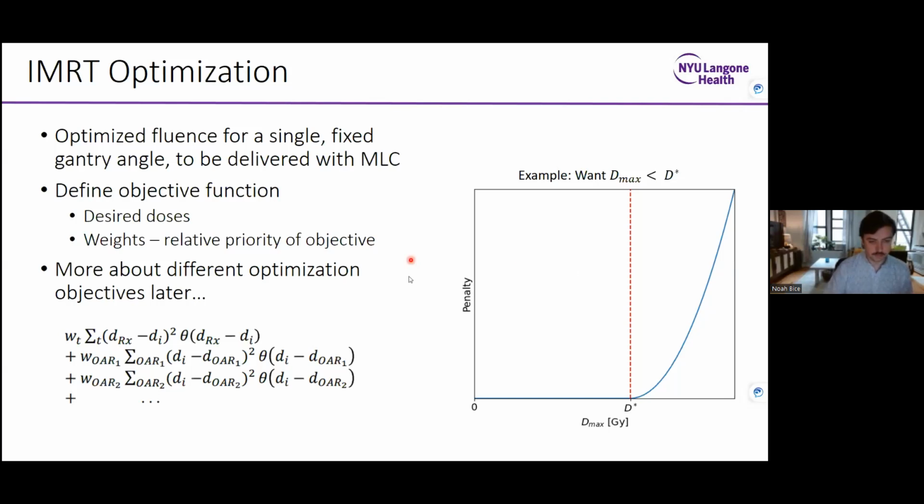People often use quadratic penalties because they're twice differentiable and convex, which we'll get back to. A good example would be where we have an OAR where we want some maximum dose to be less than some value D star. So long as that constraint is satisfied, we apply no penalty. But if we start to violate the constraint, we add a quadratic penalty with some weight W. That's what's going on behind the scenes as far as objective functions go, and we'll talk about more terms a little bit later on.